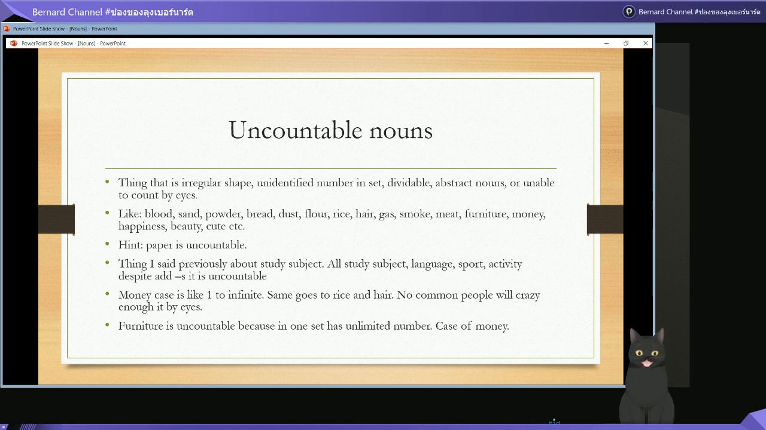And the thing that has an unidentified number in a set, for example, a set of furniture. You see that you have one table probably, and maybe two chairs probably, but that doesn't mean it's gonna fit in that number, right? Some sets of furniture have two tables and four chairs. Some sets have one table and four chairs. Yeah, it's different, and this is in the category of uncountable because of this reason.